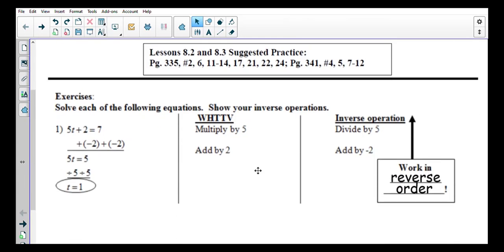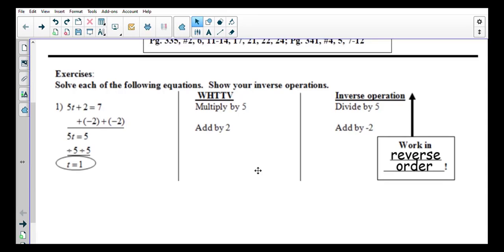We've already worked with inverse operations with one-step equations. We're now going to talk about two-step equations. So these are going to take two inverse operations, or two steps, to find our solution. So let's begin with question number 1, which is already done for us.